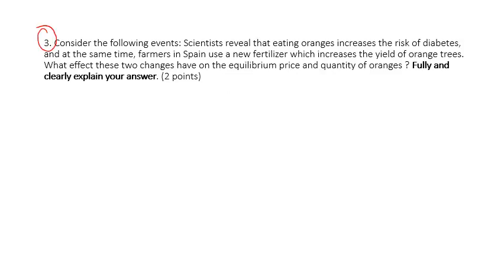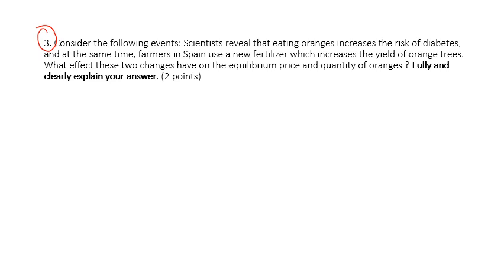This is question 3, and it reads, consider the following events. Scientists reveal that eating oranges increases the risk of diabetes, and at the same time, farmers in Spain use a new fertilizer which increases the yield of orange trees. What effect do these two changes have on the equilibrium price and quantity of oranges? So what we have here are two events, one a supply event and the other one a demand event.